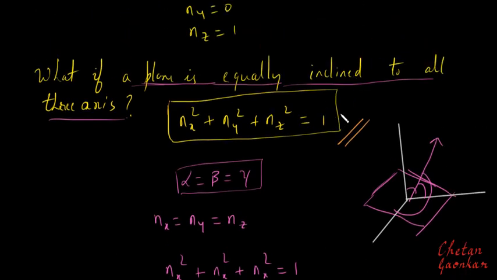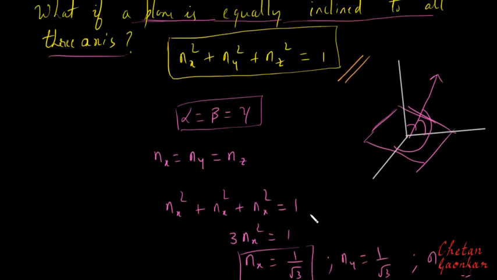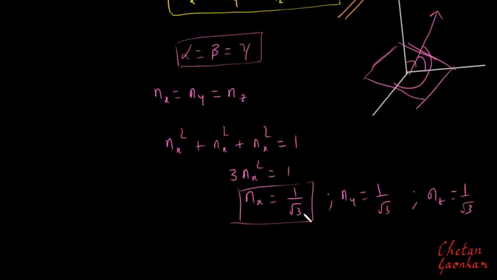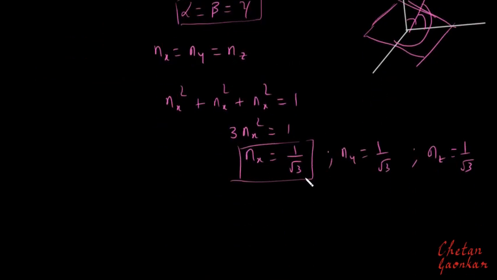So with this property, we come to know that if a plane is equally inclined to all three axes, then the direction cosines will be 1 by root 3. Because in many of the problems, they will just say that the plane is equally inclined to all three axes, and they won't give you any direction cosines of it. So now we know that nx, ny, nz, all these direction cosines will be equal to 1 by root 3.